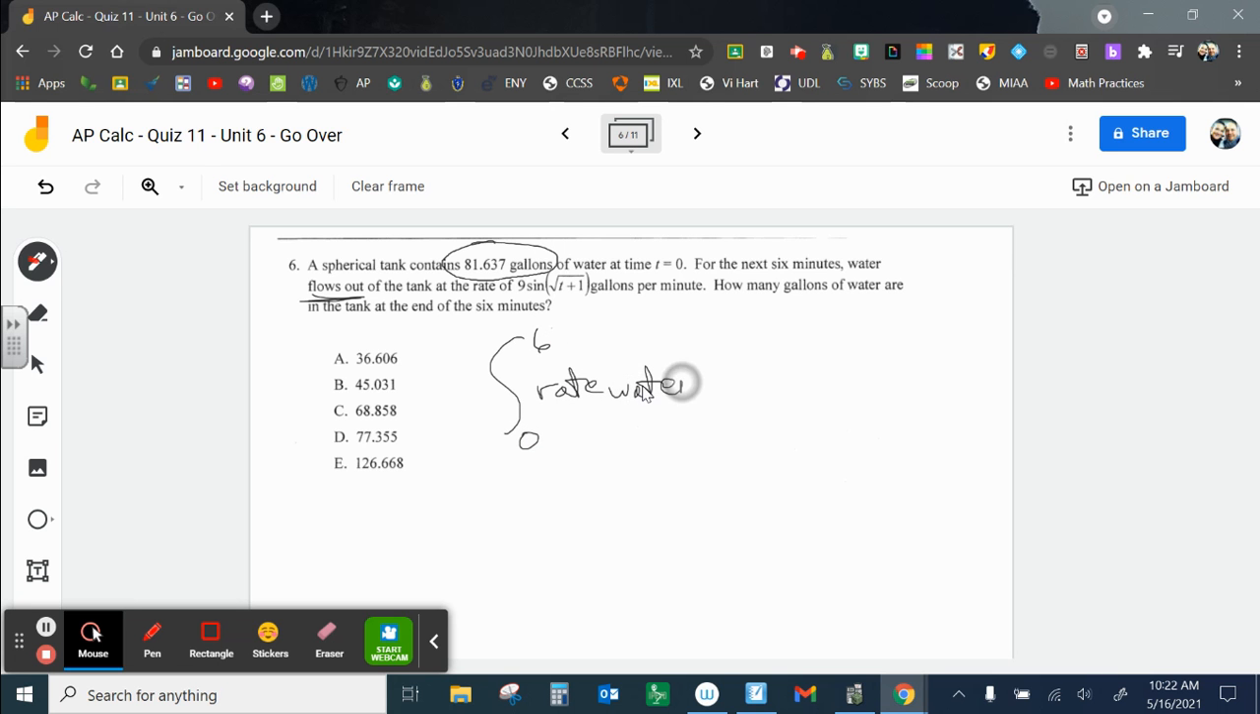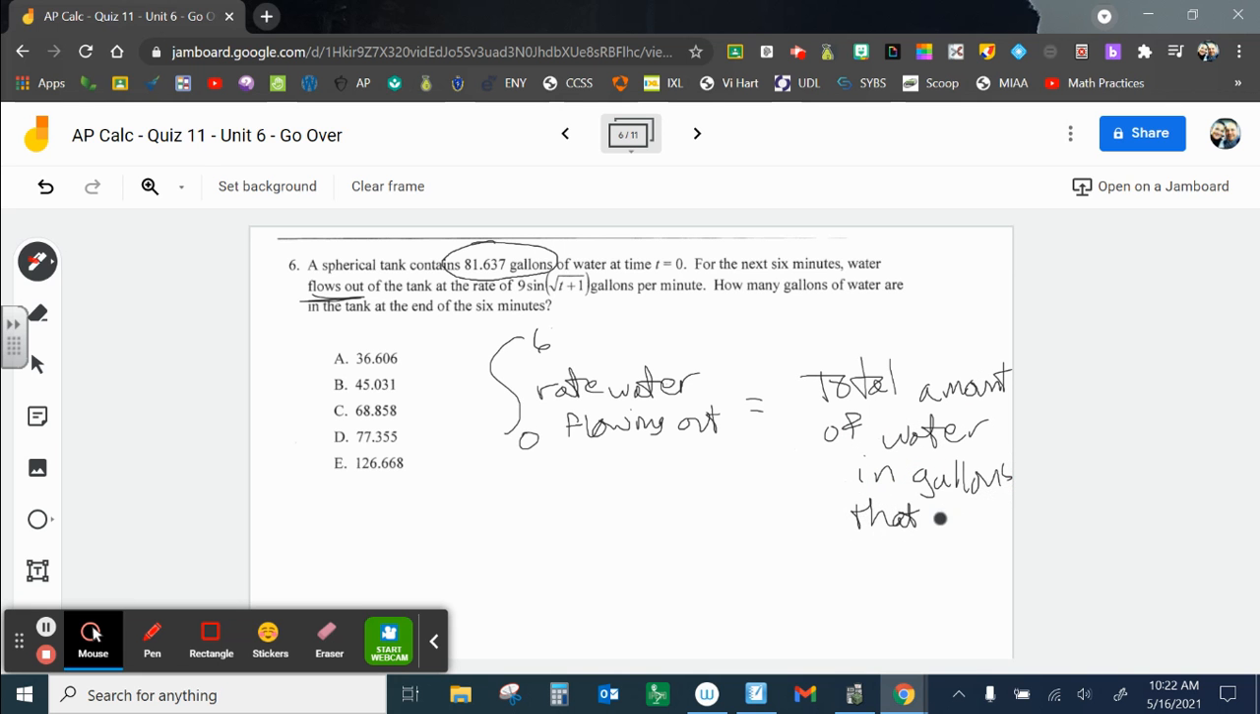of the rate of water flowing out, I'm just putting in words right now, equals the total amount of water in gallons that left. So if you can understand this, you are okay. Again, remember, the integral of a rate is going to be the total amount of change that left the tank.